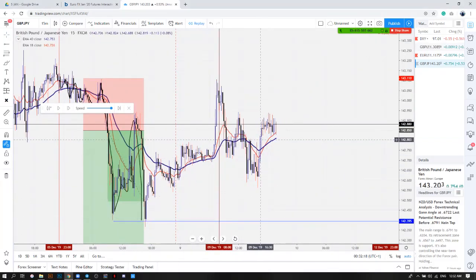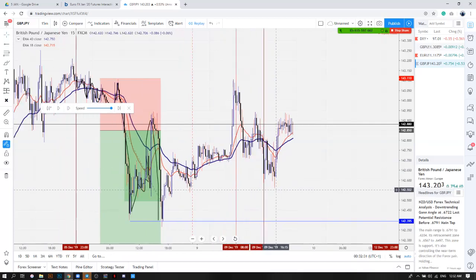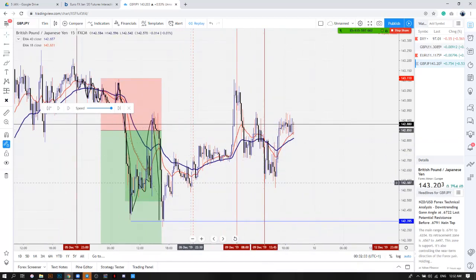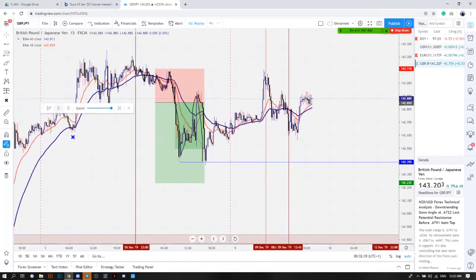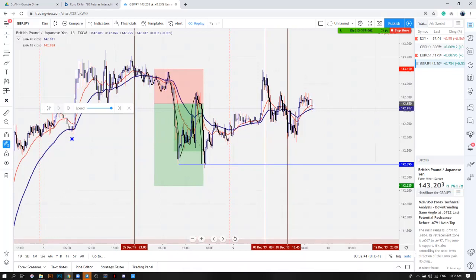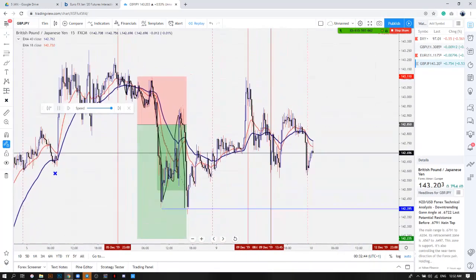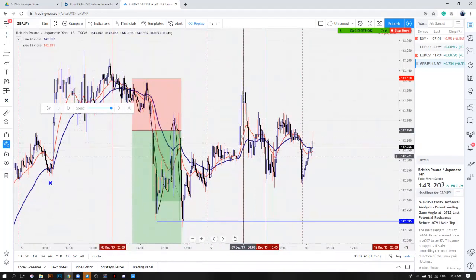Okay, so now GJ, this was 12. New York session starts around here. Okay, so the market starts to range around the New York session. Well, basically we had about 40 pips to contend with. Okay, and we're done for the day.